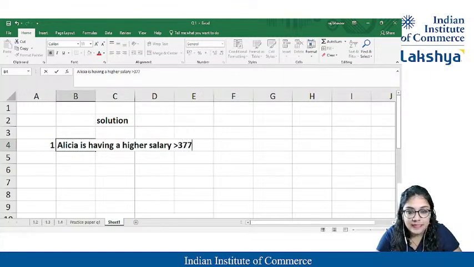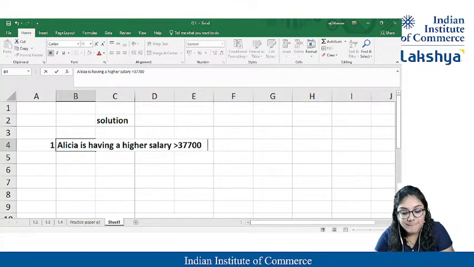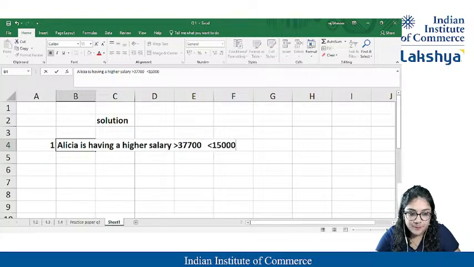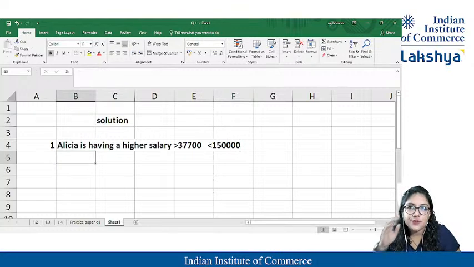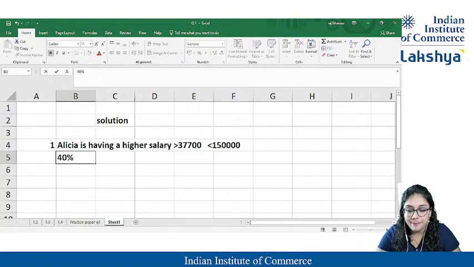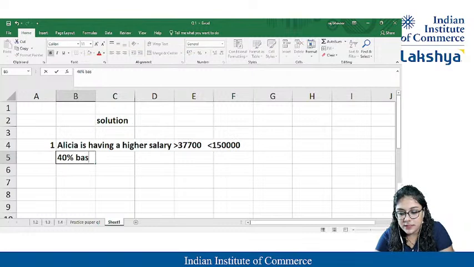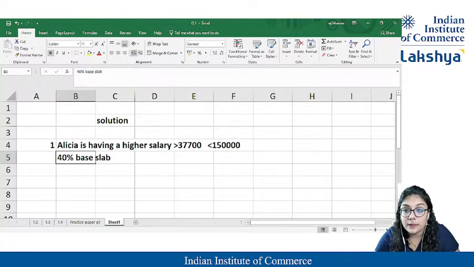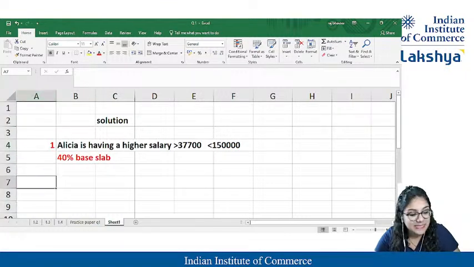So it's basically 37,700, more, but lesser than 150. Yeah. So basically I understood that the 40% slab rate will be applicable. Yeah, the 40% rate is applicable. So first thing, I understood the higher paying salary. This was clear for the first. Now, what about the second situation?